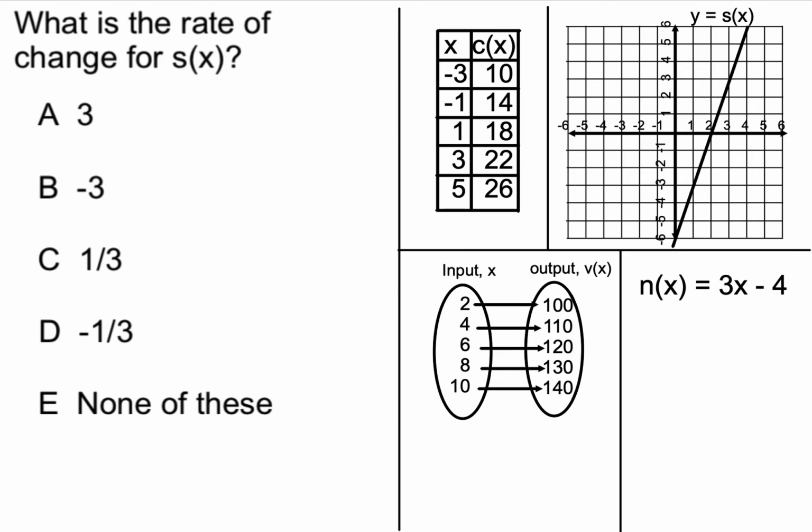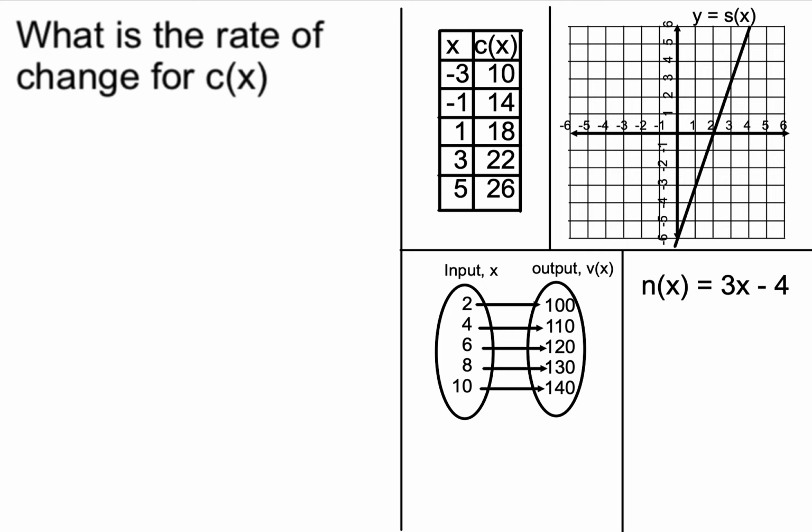What is the rate of change for S of x? Well, S of x is right here in the graph. Rate of change is the same thing as slope. It tells us how the outputs change compared to the inputs changing. Finding a slope from a graph, we tend to just do a little right triangle. This has a rise of 3 and a run of 1. If we do rise over run, we do get a slope of 3. So the rate of change for S of x is 3. That means the outputs are changing 3 times quicker than the inputs do.